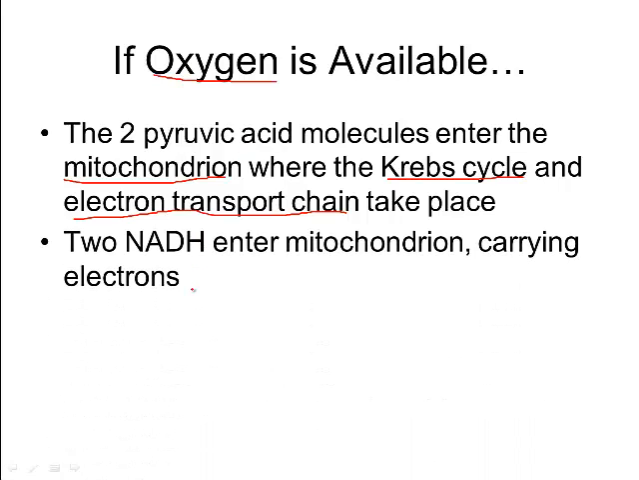The 2 NADH are also going to enter the mitochondria in this case, and they are carrying electrons that are going to be used during the process of breaking down the rest of the glucose. Now, at the end of this process, when there is oxygen available, your cells can net up to 36 ATP from a single glucose molecule. So they can get 36 little energy molecules from one glucose when there is oxygen available.